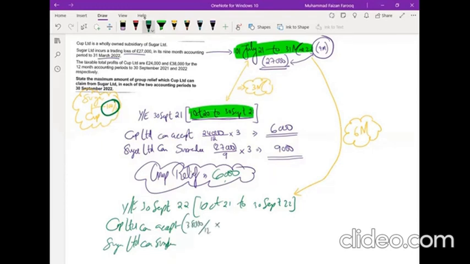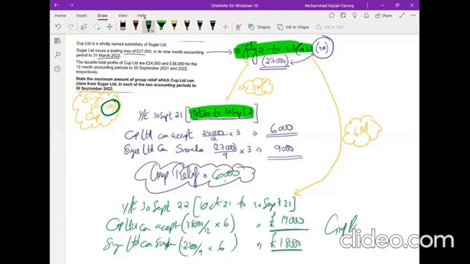38,000 for 12 months. So how much for 6 months? 19,000. Okay, the company can accept 19,000, but how much can they surrender? They have a loss of 27,000, which is for 9 months. And how much is for 6 months? You told me just now, 18. So my group relief will be 18,000 in this situation.